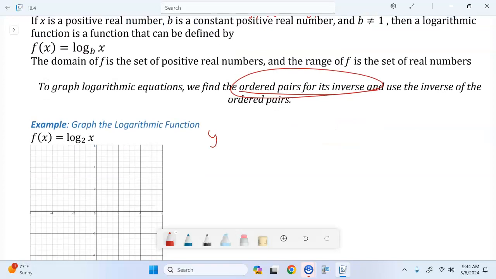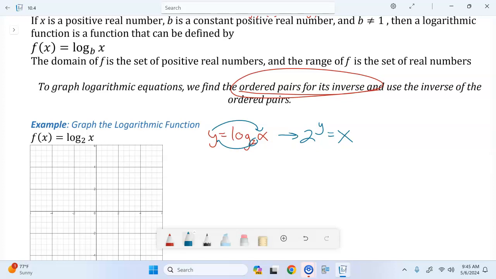We can take our function, y equals log base 2 of x, and we're going to write it in exponential notation. Y equals log base 2 of x. Exponential notation. What's that going to be? 2 to the y equals x. We convert it into exponential notation. Those ordered pairs are going to be a lot easier to solve for. But instead of plugging in values for x, we're going to do it backwards. We're going to plug in values for y.